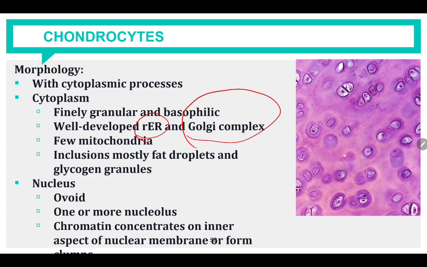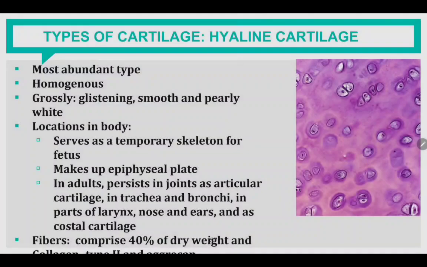For the nucleus naman, guys, it is ovoid. It may have one or more nucleoli. The chromatin concentrates on the inner aspect of the nuclear membrane or forms clumps. Okay, they may form clumps. So I hope naintindihan niyo yung ating morphology ng chondrocyte natin as well as kung bakit meron siyang well-developed RER and Golgi apparatus. Okay, so let's move on sa next slide natin.